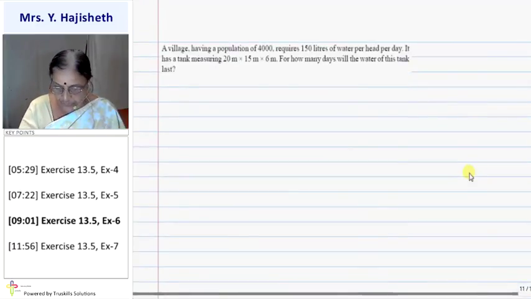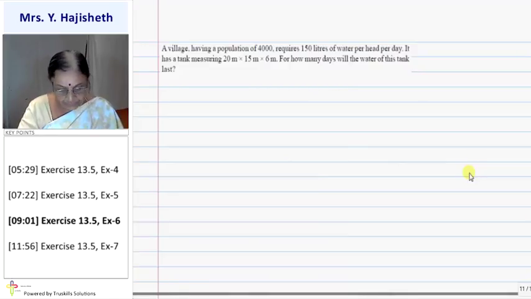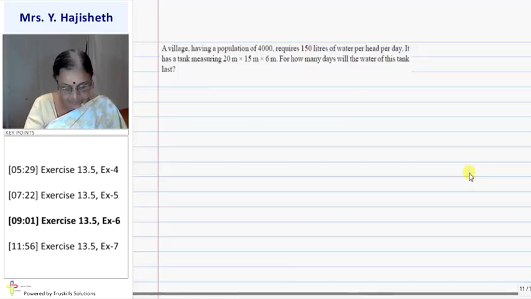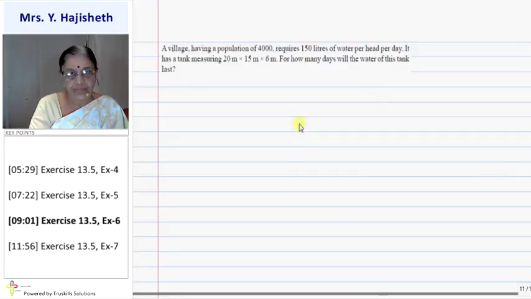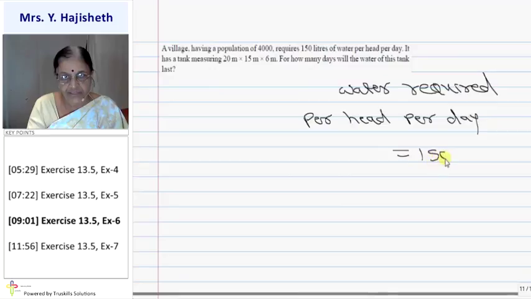Next sum is: a village having a population of 4,000 requires 150 liter of water per head per day. One person needs 150 liter of water for one day. There are 4,000 people and it has a tank measuring 20 meter by 15 meter by 6 meter. For how many days will the water of this tank last? First off, we find out water required per head. Water required per head per day is 150 liter.